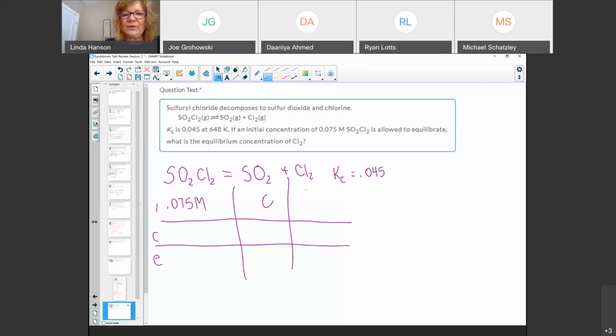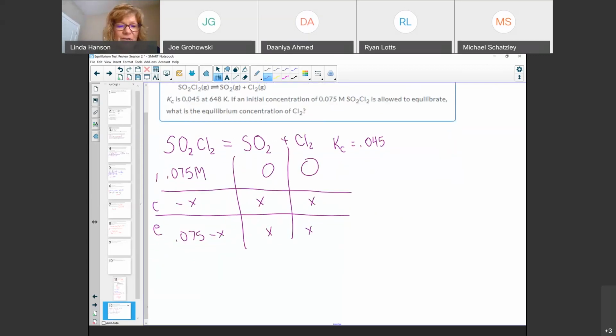So initially, we know there's no product, so I can put those in as 0. This is a pretty nice one because all the coefficients are 1. So we know the reactant will decrease by a value of x, and each of the products will increase by a value of x. So at equilibrium, we have 0.075 minus x of our reactant, and then simply x and x for each of the products. You can clearly see that this is much friendlier algebra than the last problem.